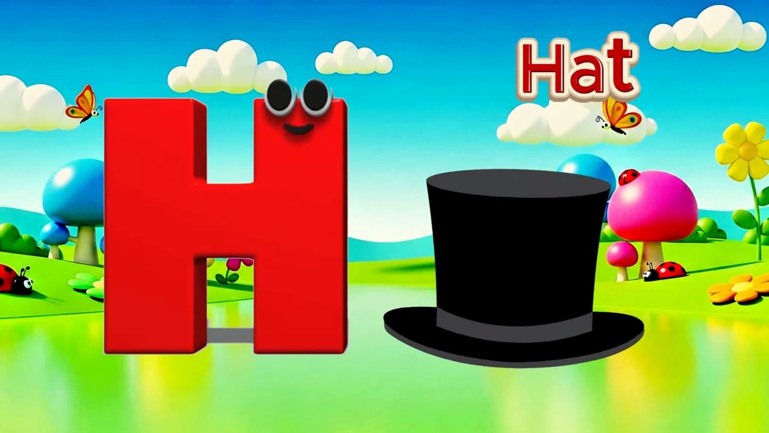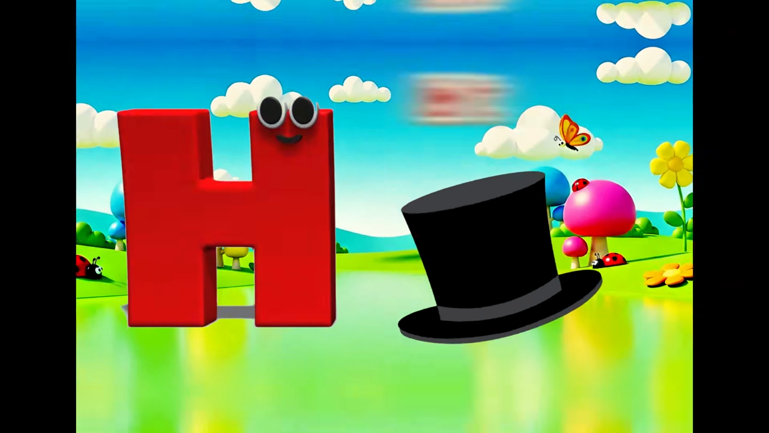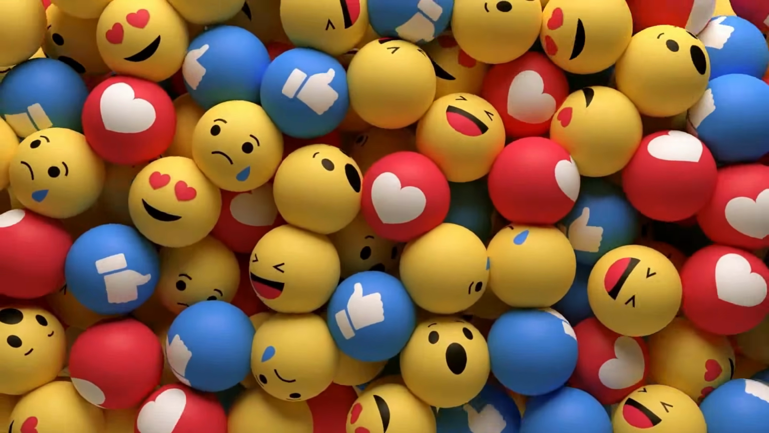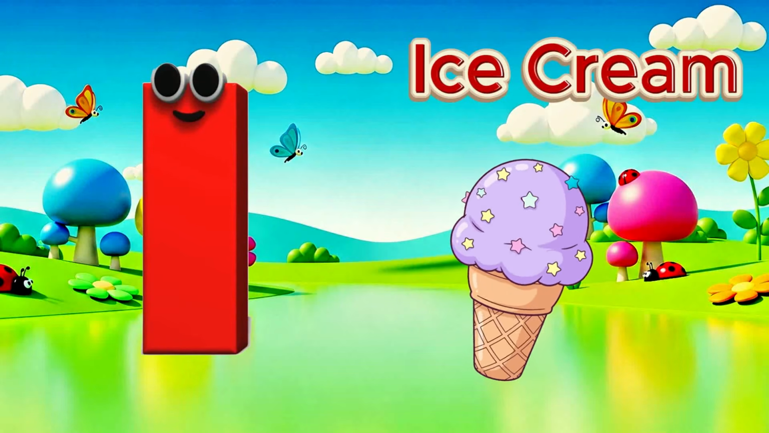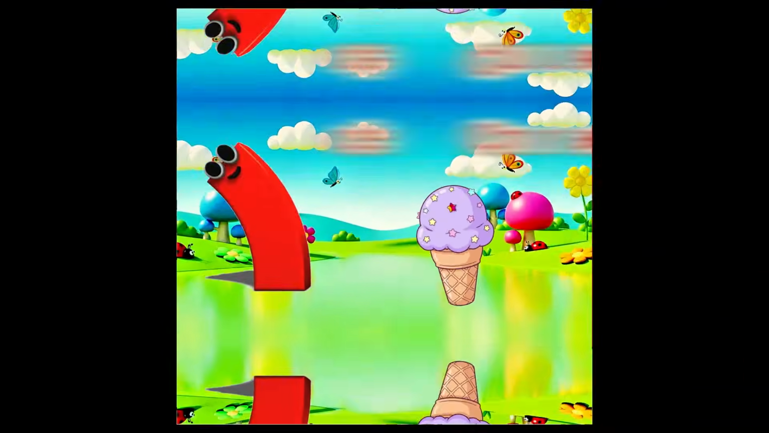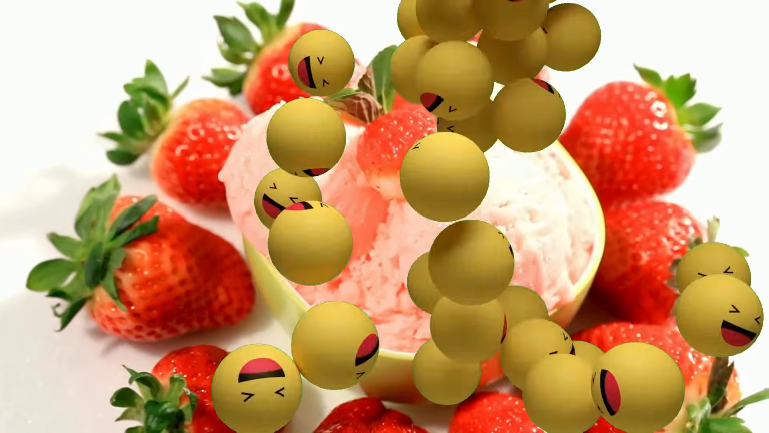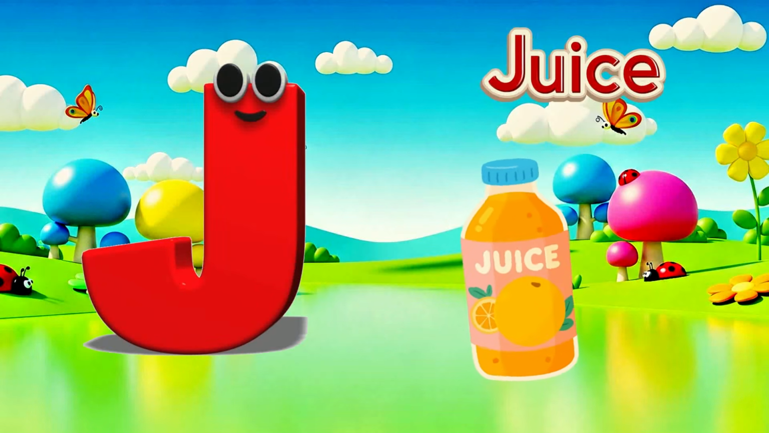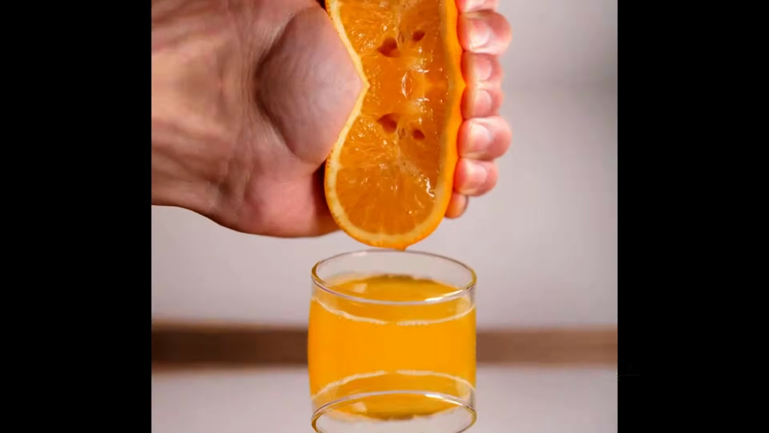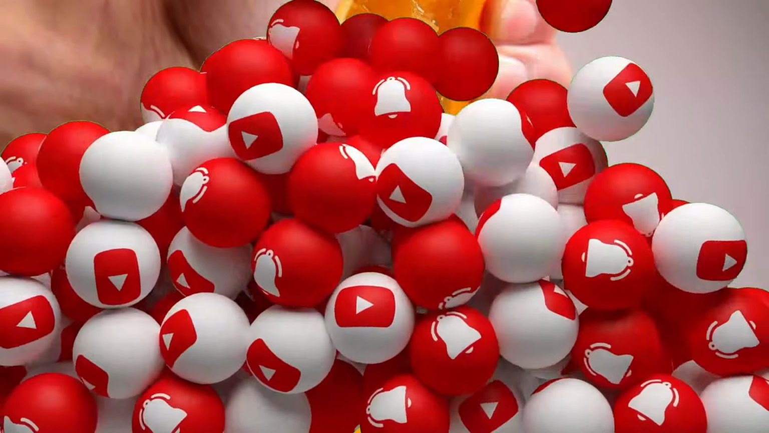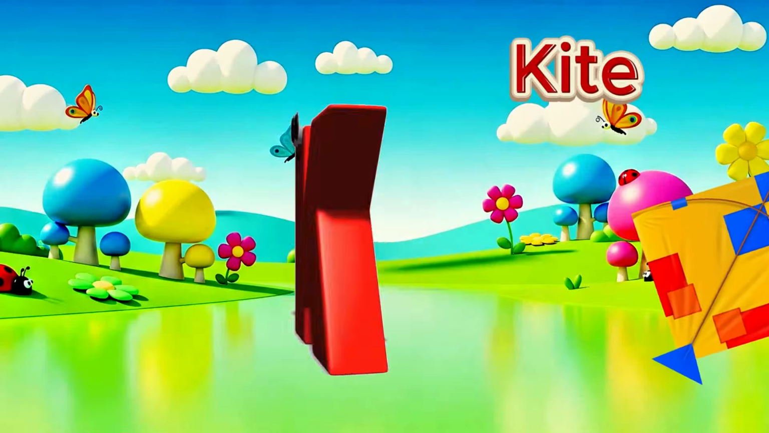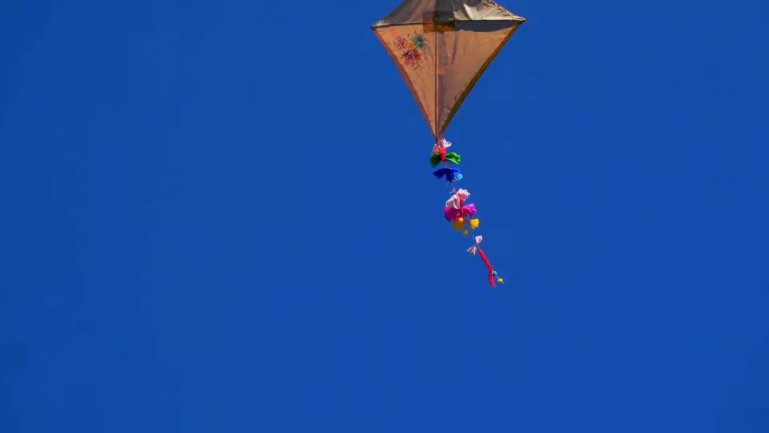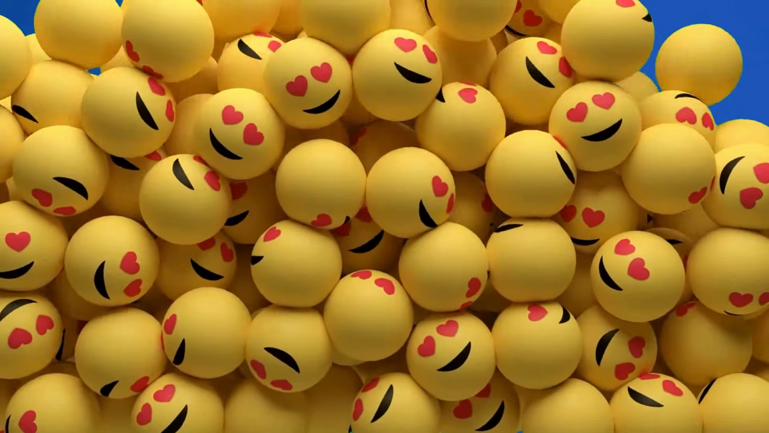H is for hat. H, hat. I is for ice cream. J is for juice. J, juice. K is for kite. K, kite.